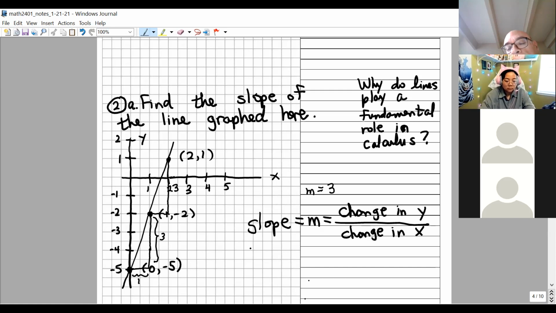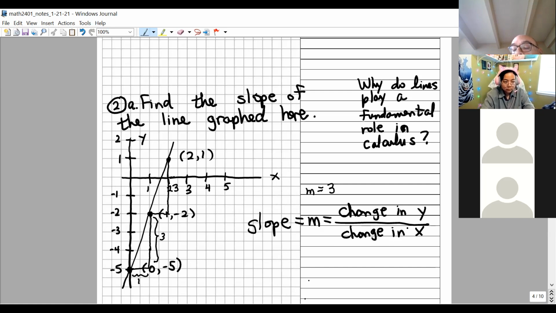Now, when you're actually computing the slope for lines, it's not often convenient to be able to draw these nice pictures like I have here. So as you know from your other pre-calculus classes, there are many formulas that we can use to actually compute a slope. They all boil down to the same idea, although they're expressed in slightly different forms.